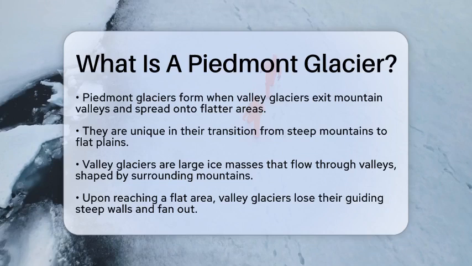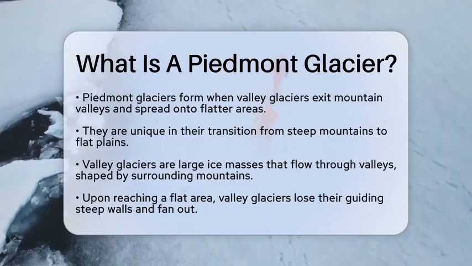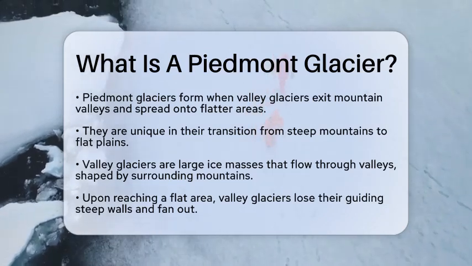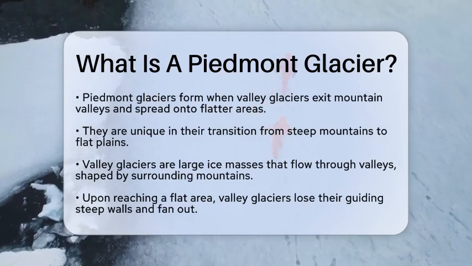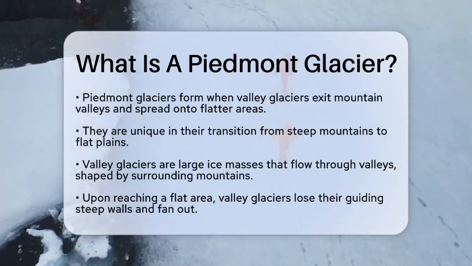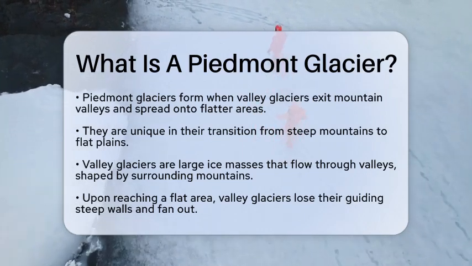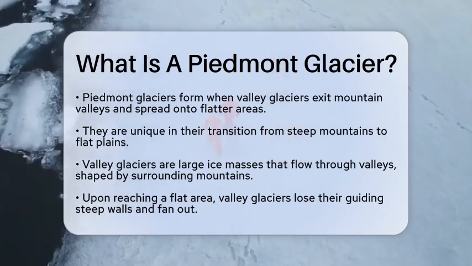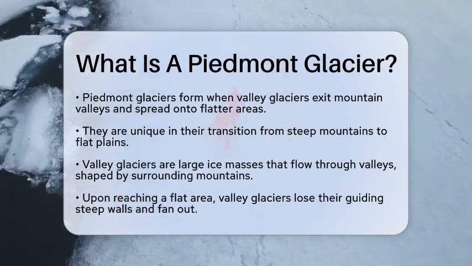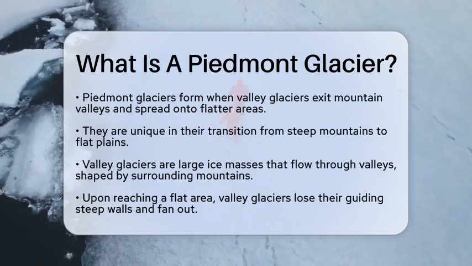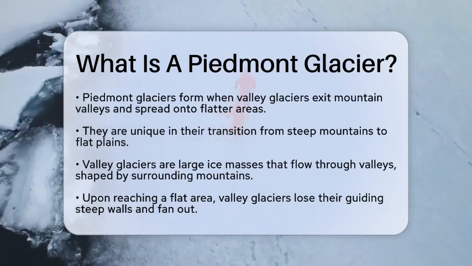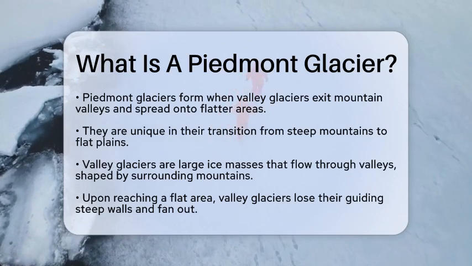A Piedmont glacier is a unique type of glacier that forms when a valley glacier flows out of a mountain valley and spreads over a flatter area at the base of the mountains. This process is especially interesting in the context of polar regions, where ice formations and dynamics play a vital role in shaping the environment. To understand a Piedmont glacier, we first need to know about valley glaciers.